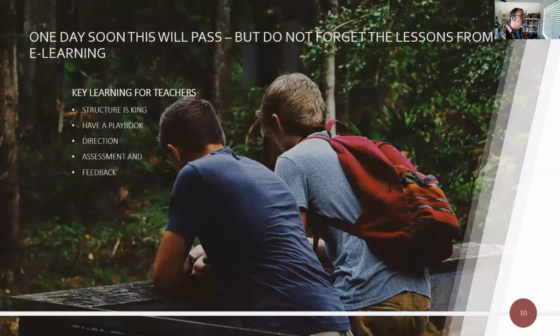And of course, one day this will all pass. And let's not lose sight of the fact that we're going to learn some great lessons from this. I think the key lessons are fivefold, actually. One, structure is king. Having a structure to your weekly learning modules, having a structure to your Zoom sessions, giving students a structure for their learning. Have a playbook. How is it going to run? What's going to happen in the event of things not panning out the way you anticipated?